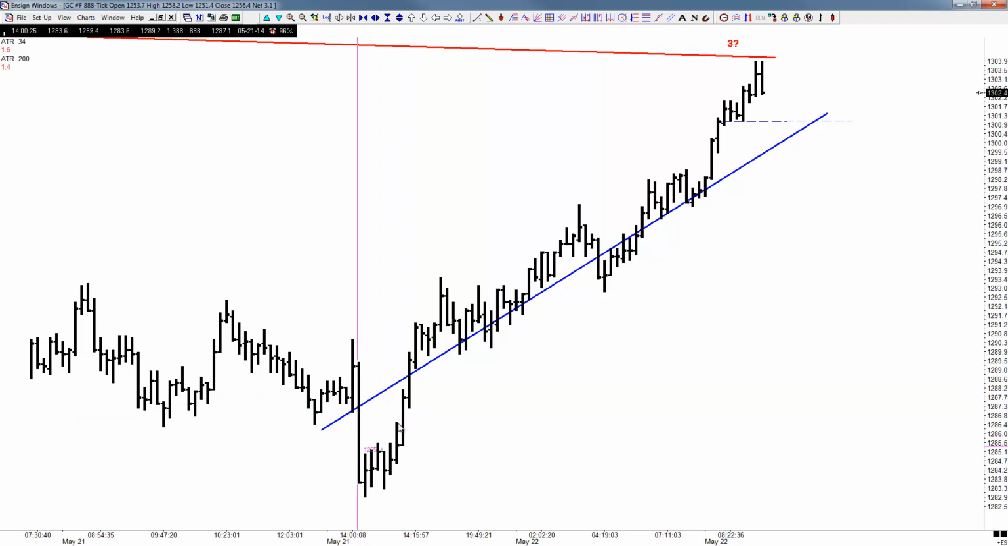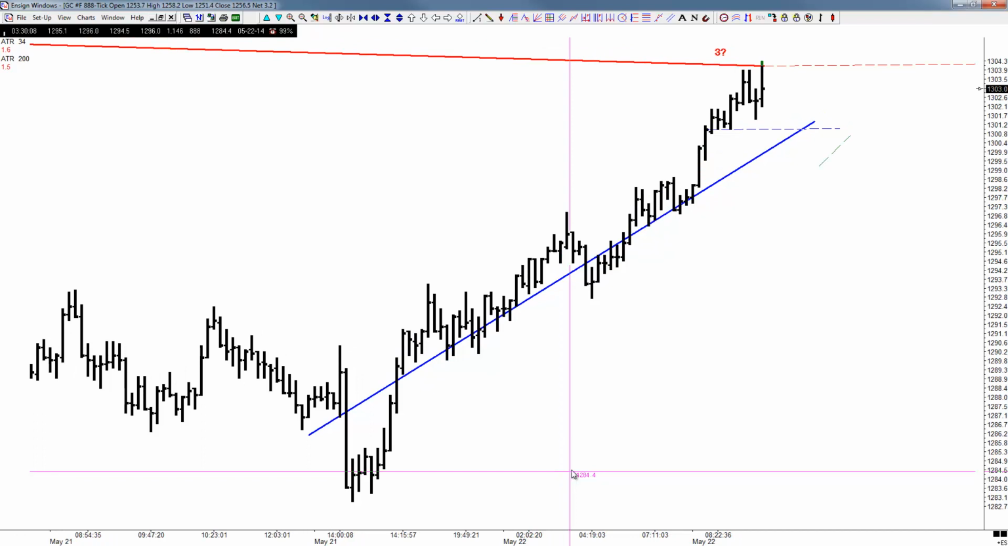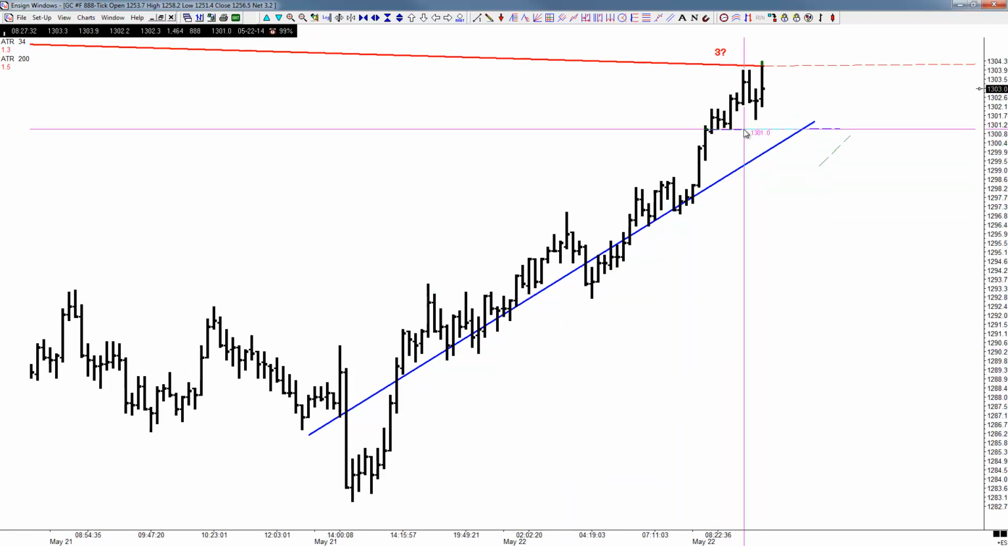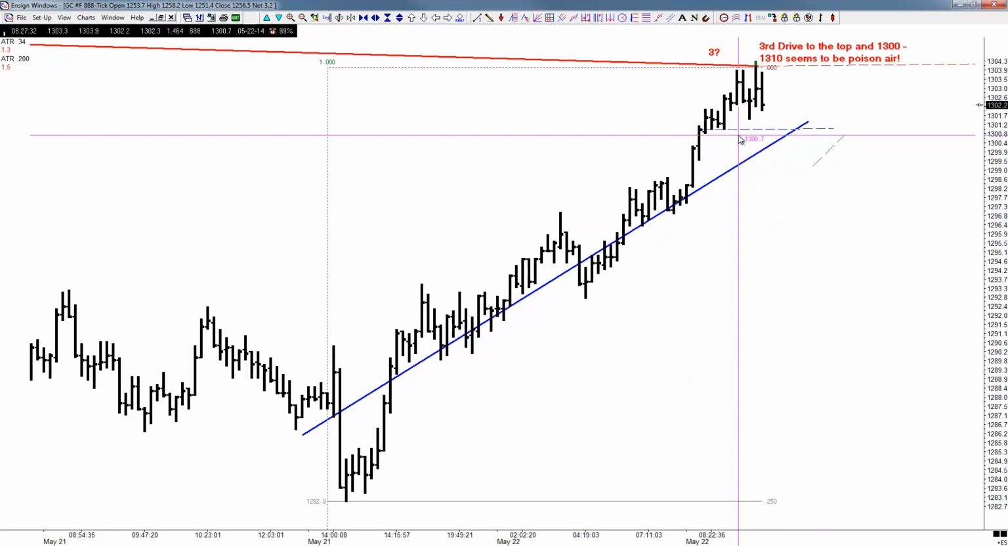Someone mentioned that this overshoot looks a little bit like this overshoot, if this is a quality center line. So maybe we should pay attention to that. And you can see we come back down and try and test the shelf. Make no progress. And here we are at 1304. Third drive to the top.